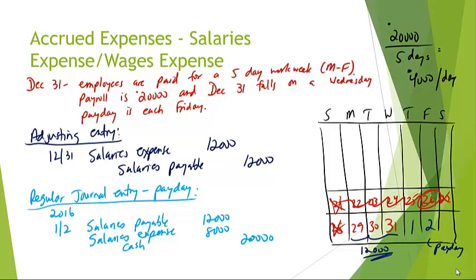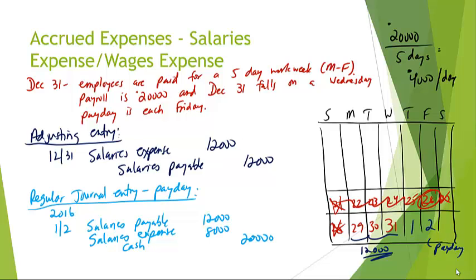Now, if we look at the calendar, we know that Friday, the 26th of December, the employees were paid. So we know that everything from the 22nd through the 26th was resolved and paid in the proper period. And we know that on the 27th and 28th, we don't need to worry about those days. Those are Saturday and Sunday, and we don't need to worry about paying them because they don't work during those days.